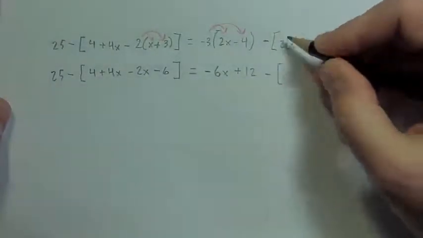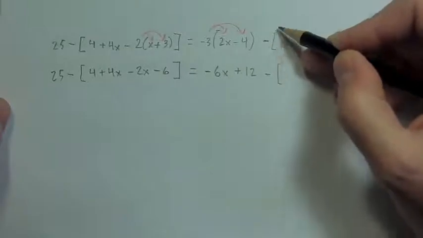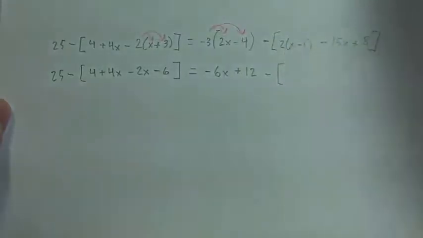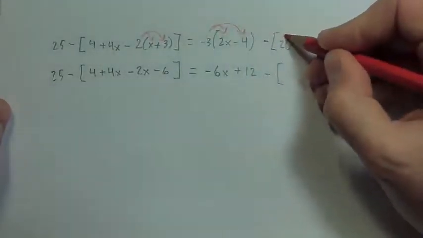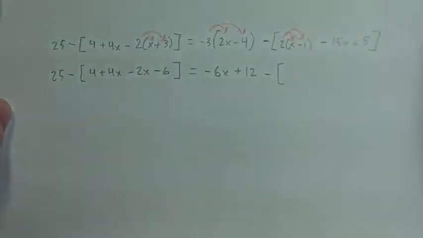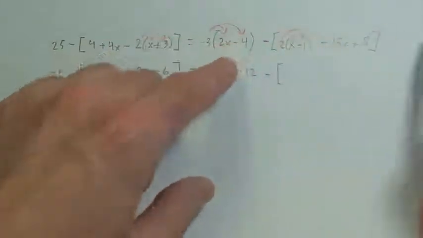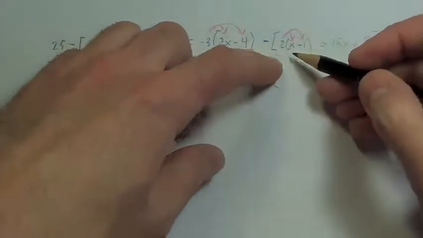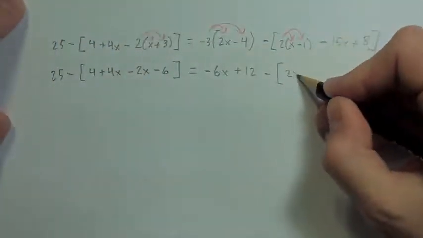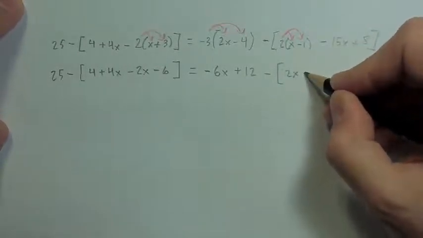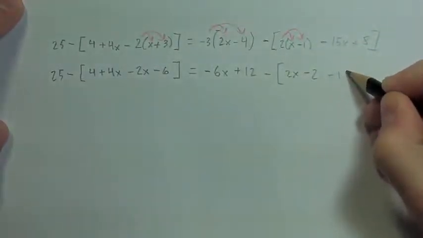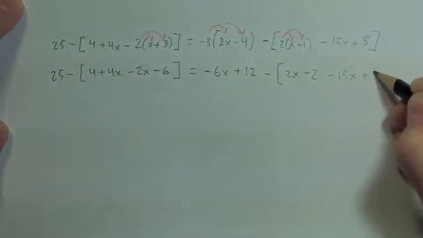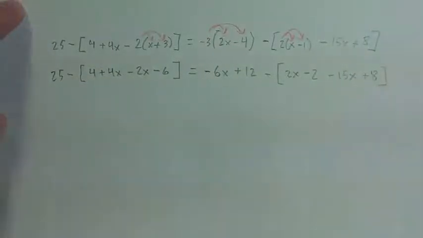Alright, I'm going to leave the negative out here with this bracket and simplify the inside of this grouping symbol thing. Okay, so when I can, I'm going to work inside out when it comes to things in parentheses and parentheses. So we're going to start by distributing this 2 to get a 2x minus 2, then minus 15x plus 8 here.